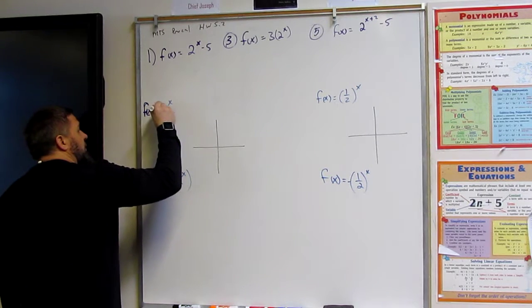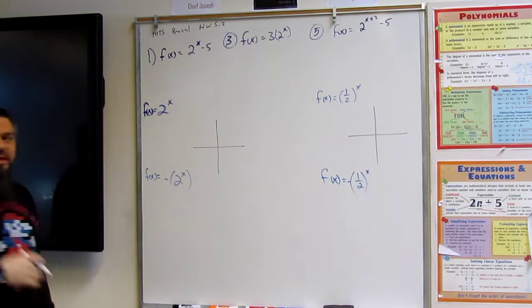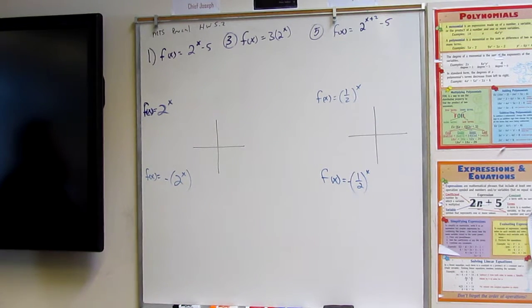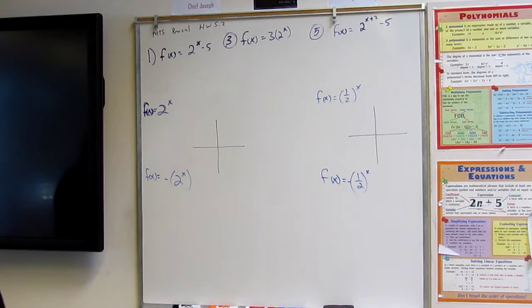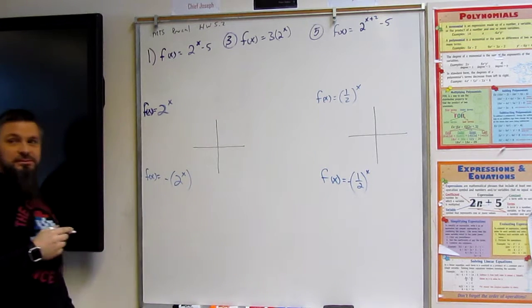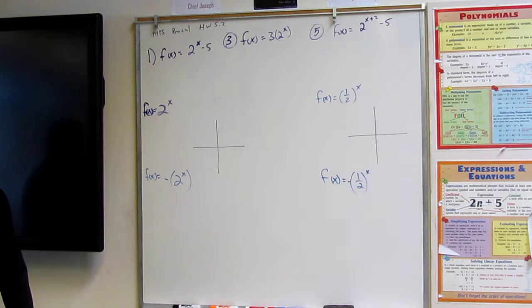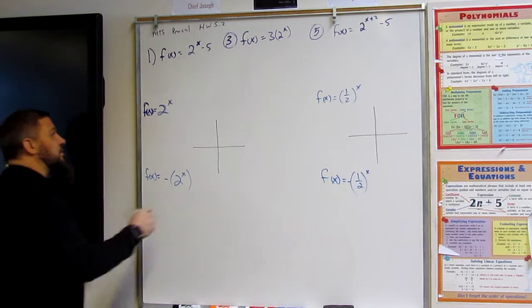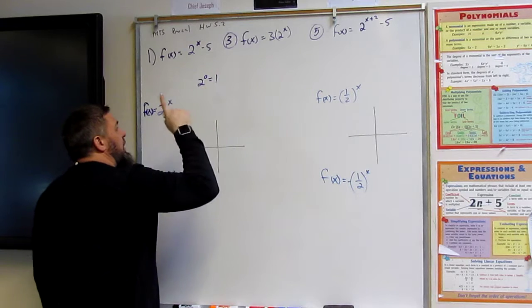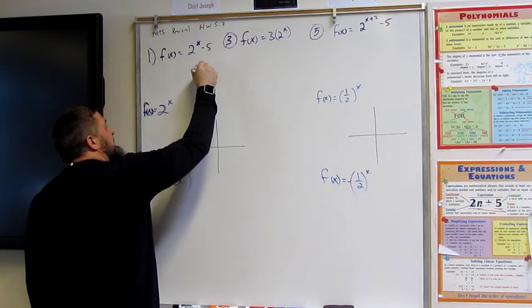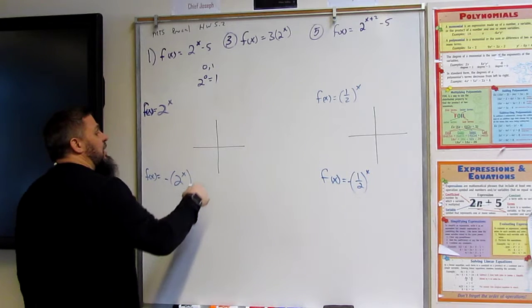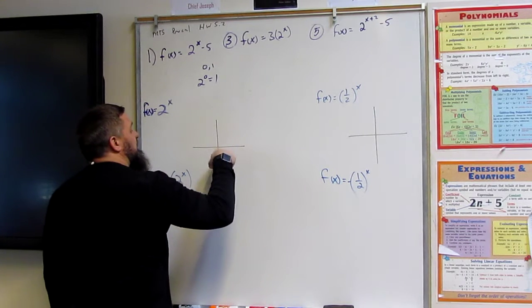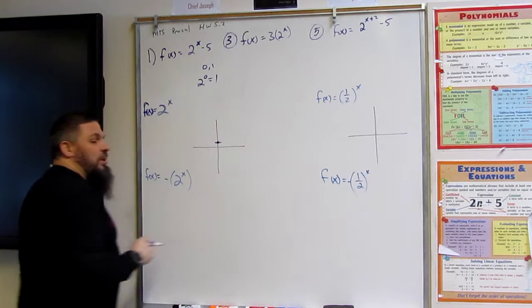Okay, if I think about raising 2 to the 0, what is 2 to the 0? 0. No. 2. My fault, Dan. 2 to the 0 is 1. Thank you for listening. You're both wrong. Okay? 2 to the 0 is 1. So when x is 0, y is 1.